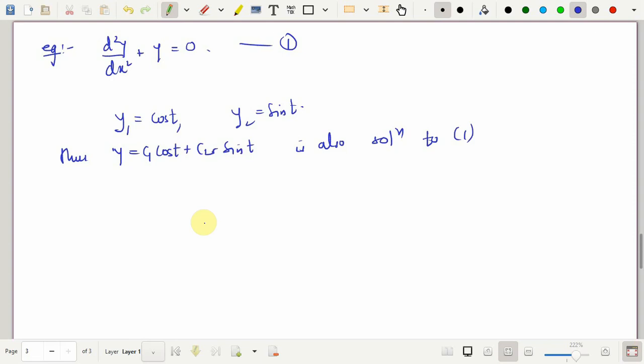In the next lecture we will be discussing the concept of general solution, and in that we will make clear that any solution of this form is called a general solution for two linearly independent solutions y1 and y2.